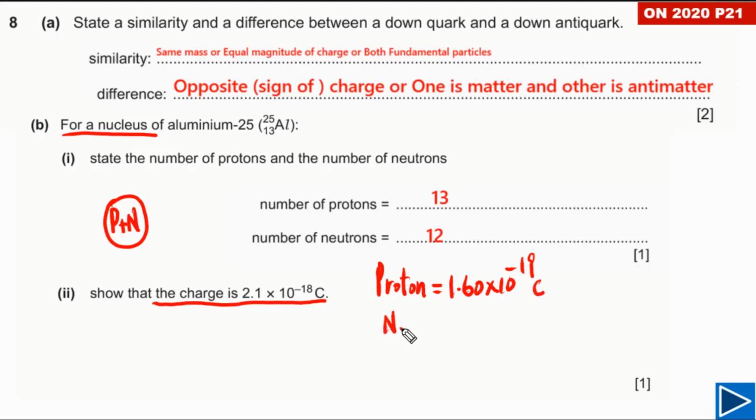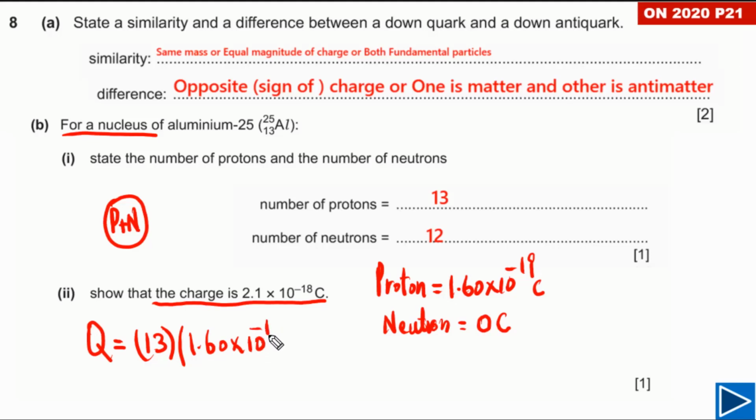But if you look at the charge on neutron, neutron has no charge. So neutron is 0 coulombs, meaning it has no charge. We need to find the charge on the nucleus. For that purpose, we simply need to understand the total charge Q. This will be equal to the number of protons. In this case, we have 13 protons multiplied by the charge on a single proton. If we multiply this, we will get our final answer, that is equal to 2.1 times 10 to the negative 18 coulombs. So this is the answer.